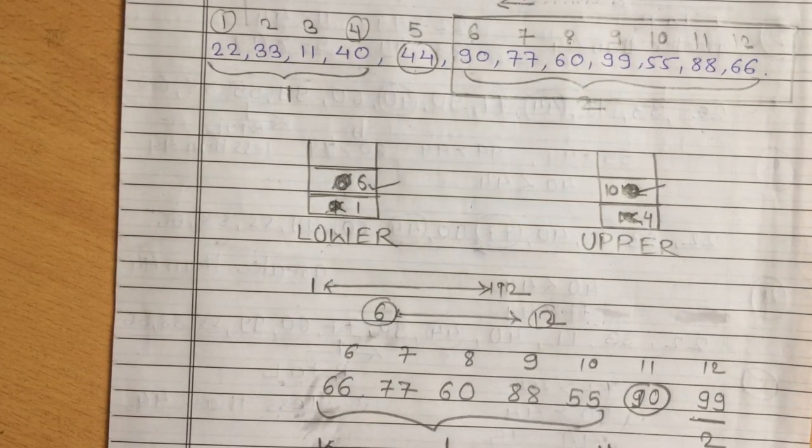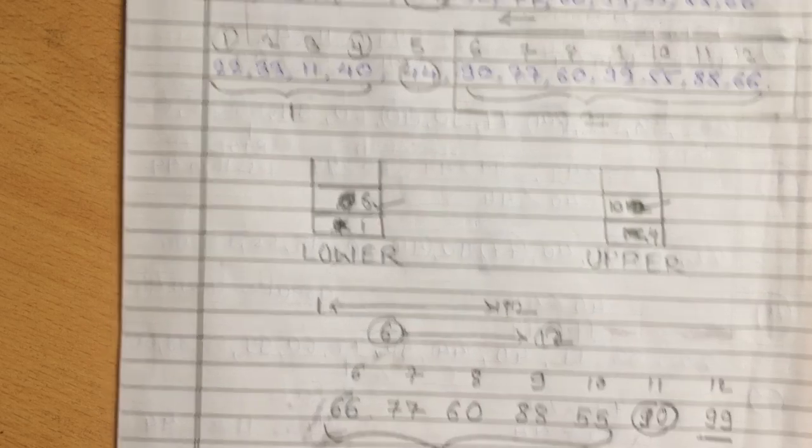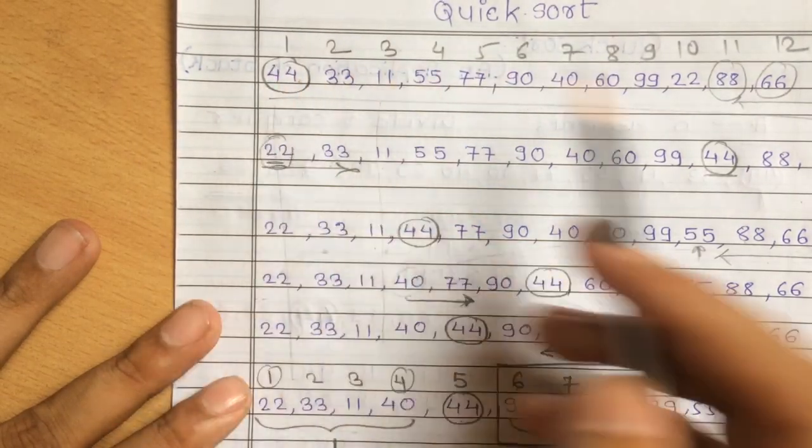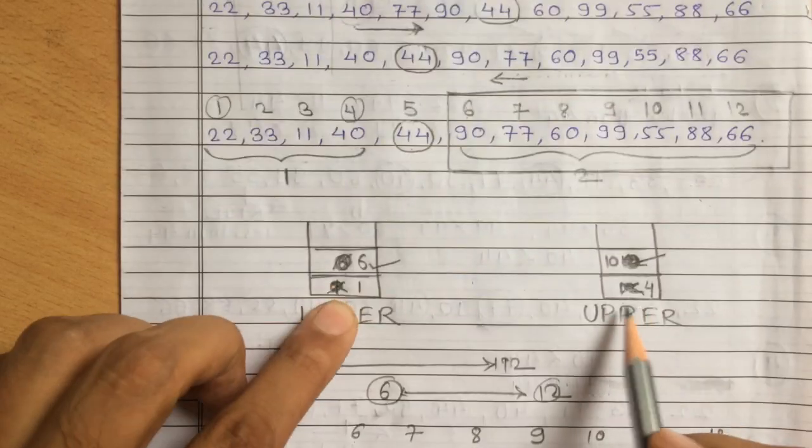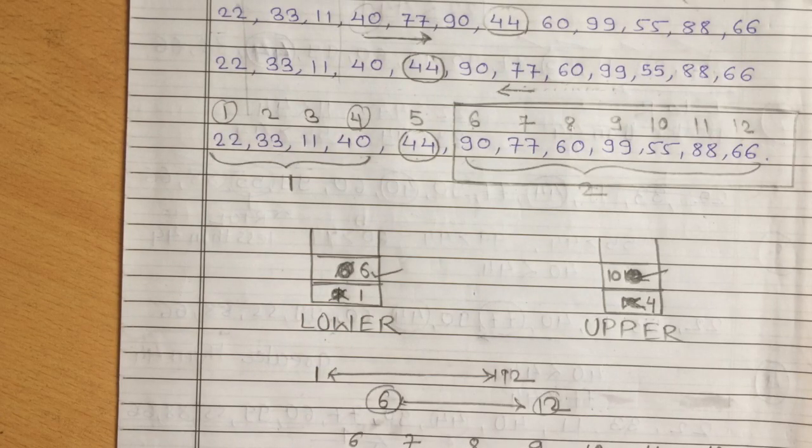So in this way we have used the stack for quicksort. I think you have understood the concept. The simple thing is that first we have to take the boundary values of the list and push them onto the stack, the upper and lower stacks. Then we have to pop those values. Then after popping the boundary values, we have to apply the reduction steps.